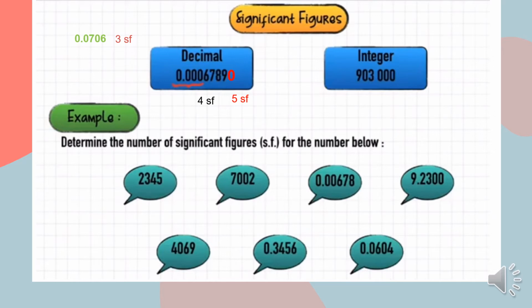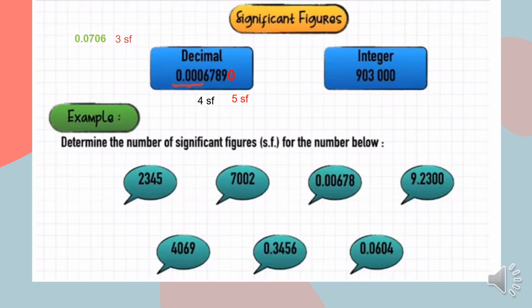And then after that we have to look at the integers. So look at 903,000. As you can see, this integer can mean a lot of things. For now you know that this one is 3 significant figures.